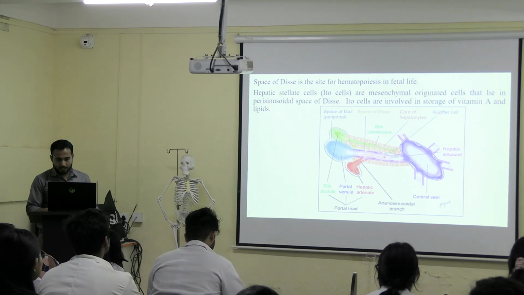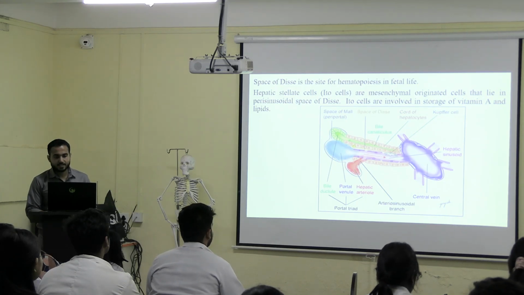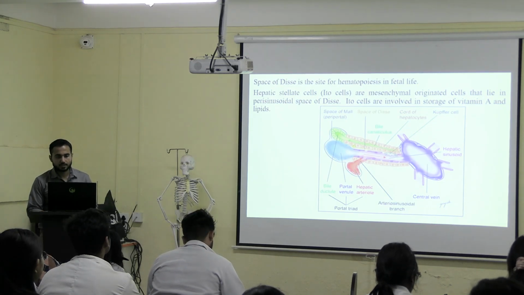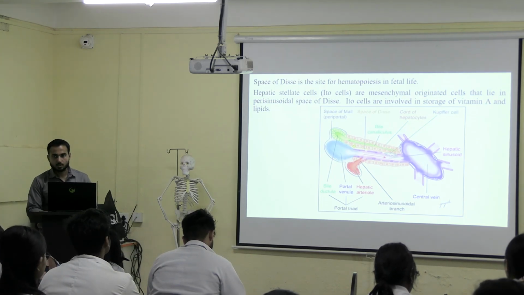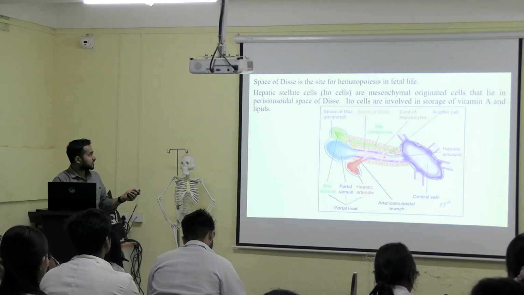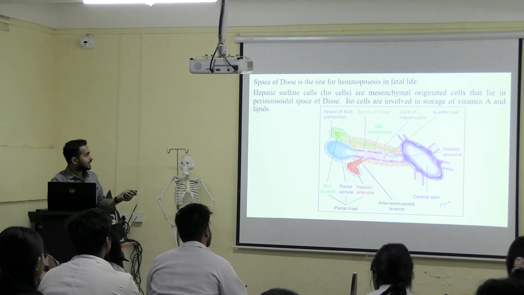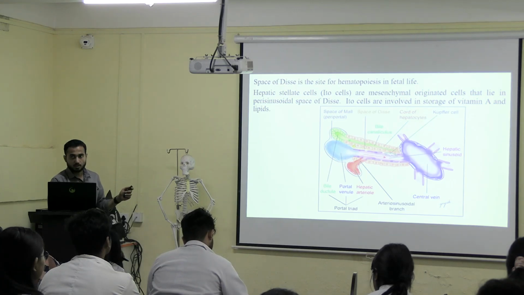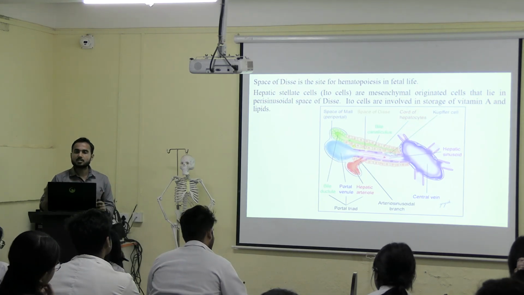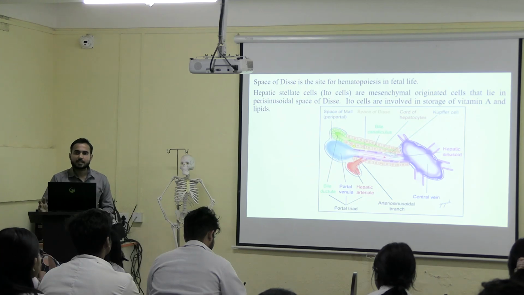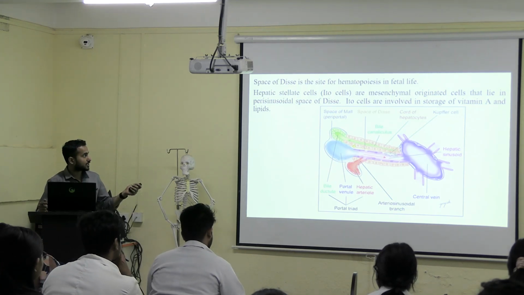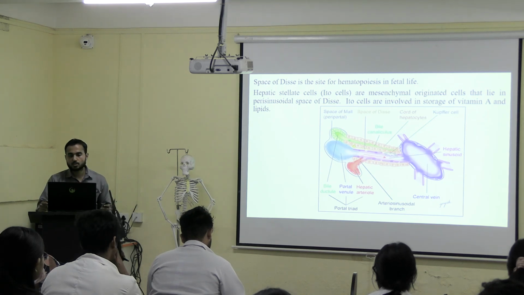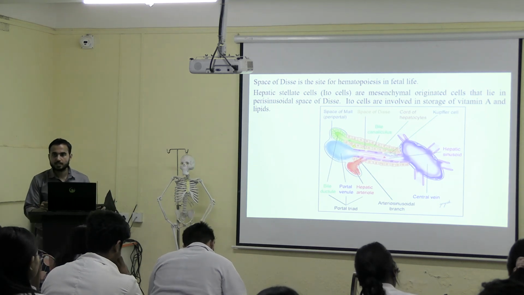Okay, next, another type of cell which is present in the liver is the hepatic stellate cell, also called Ito cell. They are mesenchymal in origin, and they are present around the perisinusoidal space of Disse. So in this particular perisinusoidal space, another important type of cells are present, and these are called Ito cells. What is their main function? They store vitamin A and lipids.